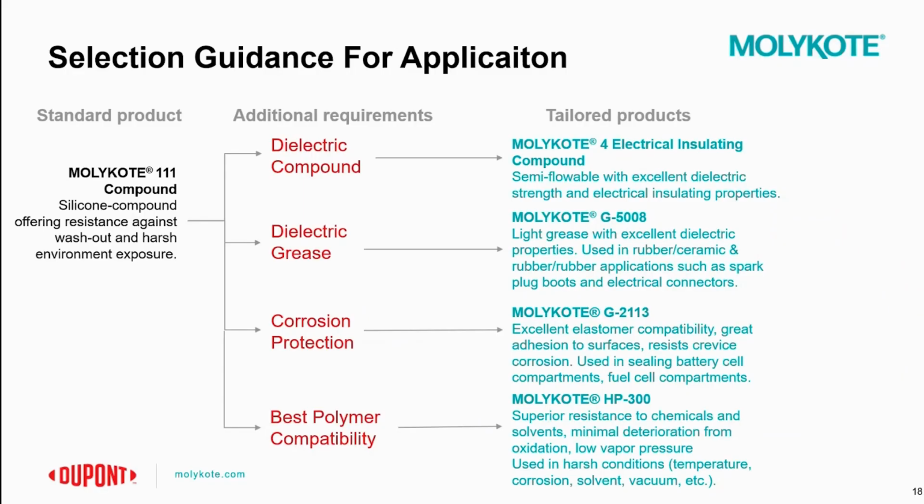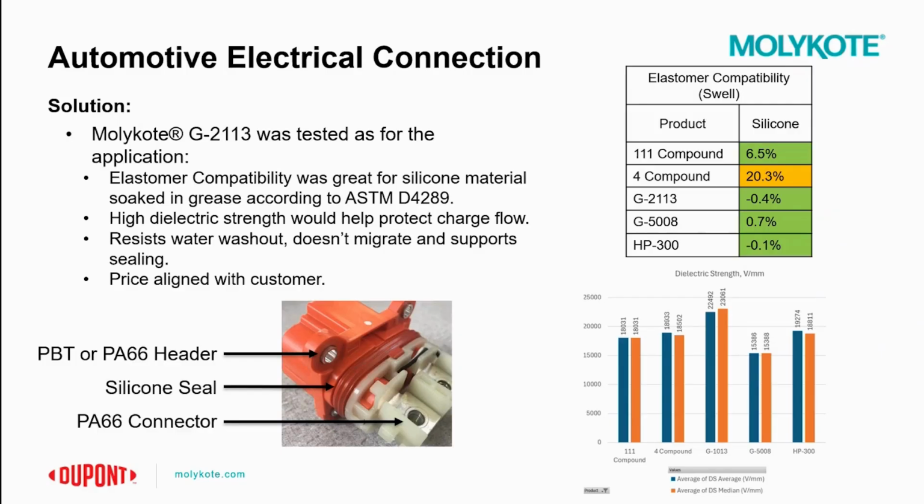If corrosion protection is an important metric, MOLYKOTE G2113 has excellent adhesion and is great for sealing and protecting from corrosion. And lastly, if you're looking for a product that's best with polymer compatibility, we have PFPE greases such as HP300 that also provide superior resistance to chemicals, solvents, and harsh conditions. So what did we recommend for the automotive pass-through connection? Well, as polymer compatibility and protecting the electrical connection were the top priority, we elected to recommend G2113.